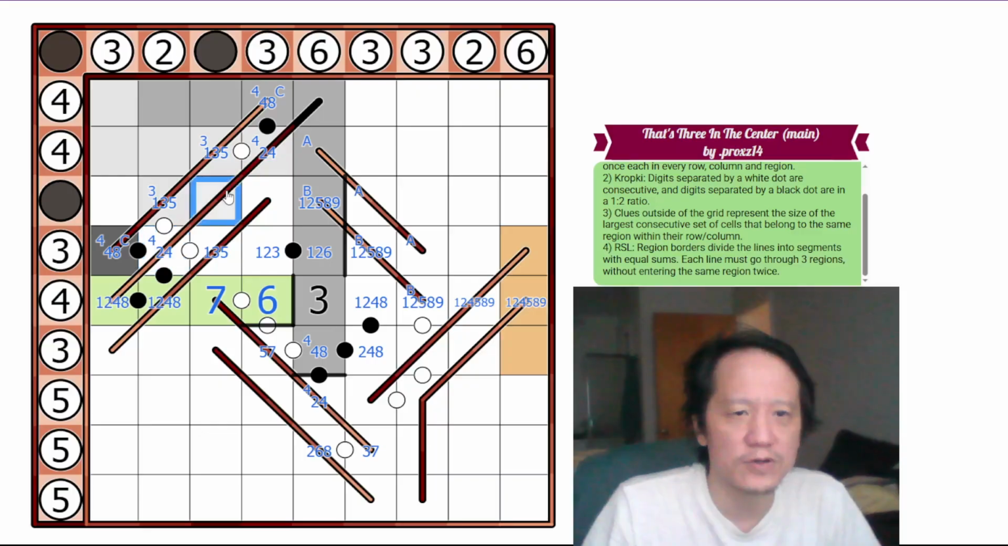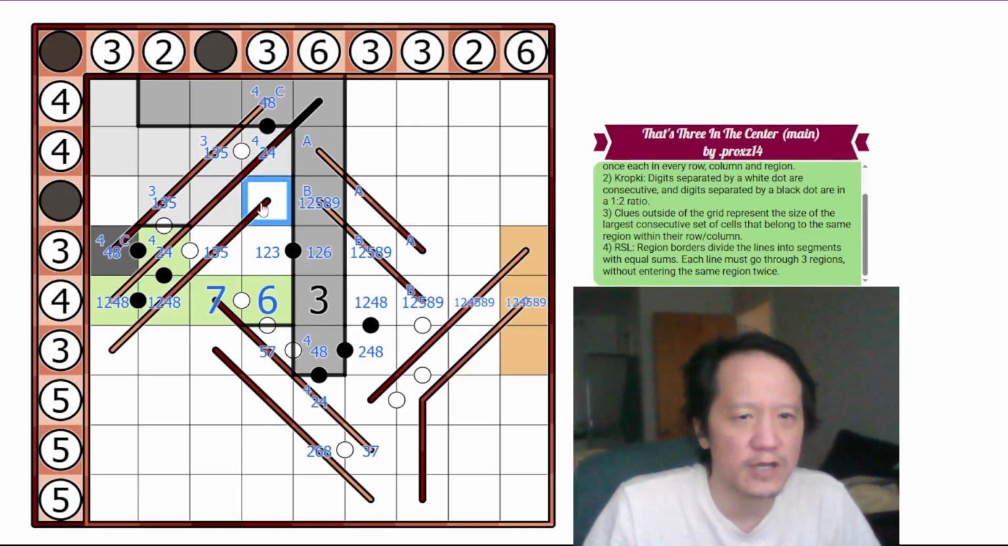This cannot be part of the light region because these are the same digits. So it must be part of green. This is 2, so this can't be green then. So we got that. This is definite. This is definite then. This is blocked off.